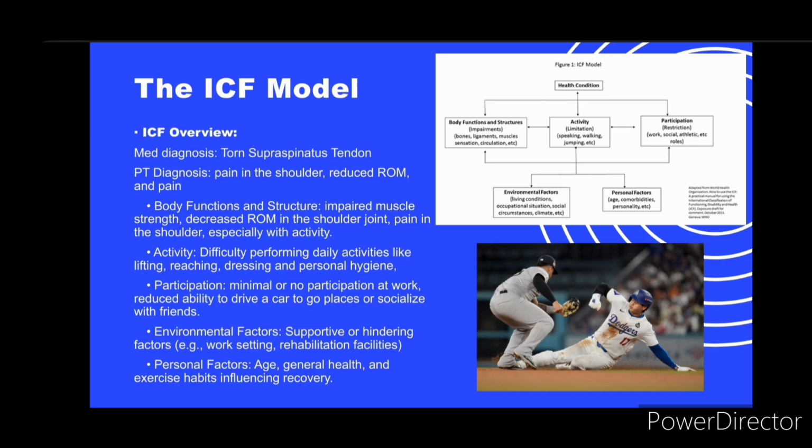Activity. Difficulty performing daily activities like lifting, reaching, dressing, and personal hygiene. Participation. Minimal or no participation at work. Reduced ability to drive a car to go places or socialize with friends. Environmental factors. Supportive or hindering factors. Example, work setting, rehabilitation facilities. Personal factors like age, general health, and exercise habits influencing recovery.